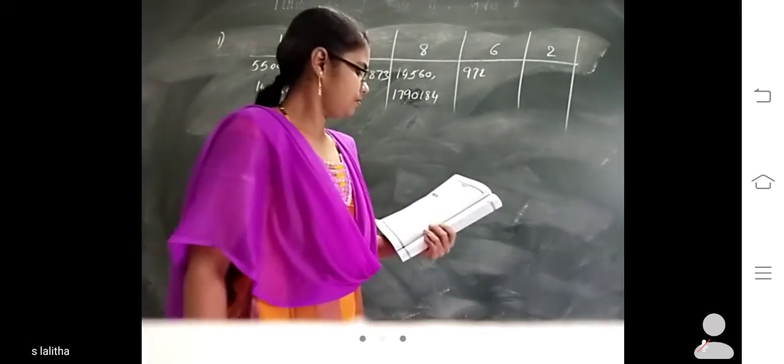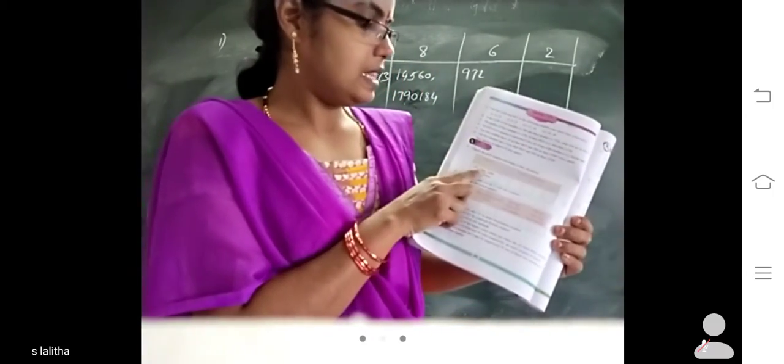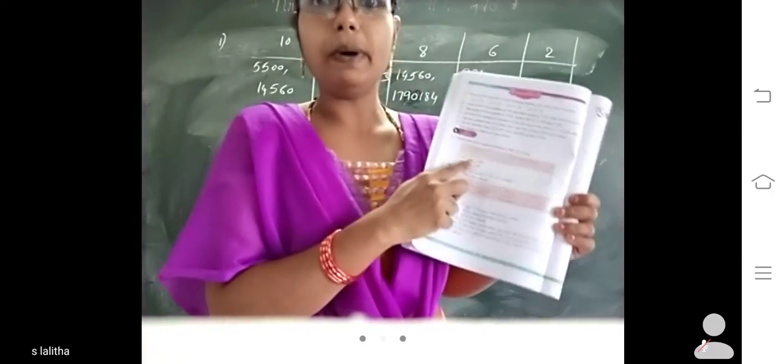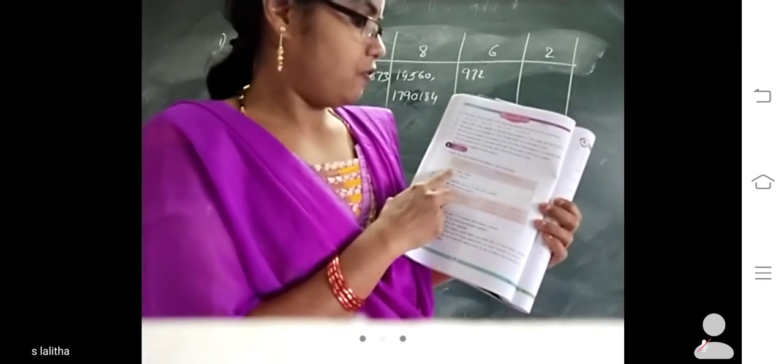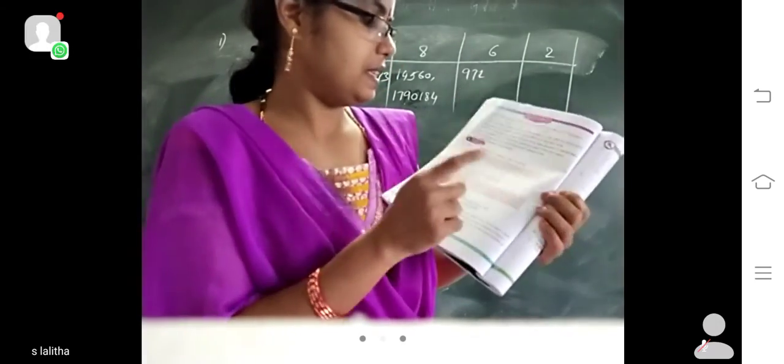972. Next, 5500. The last digit is 0. It is divisible by 2. And next, add 5 plus 5, 10. 10 is not divisible by 3. So it is not divisible by 6.